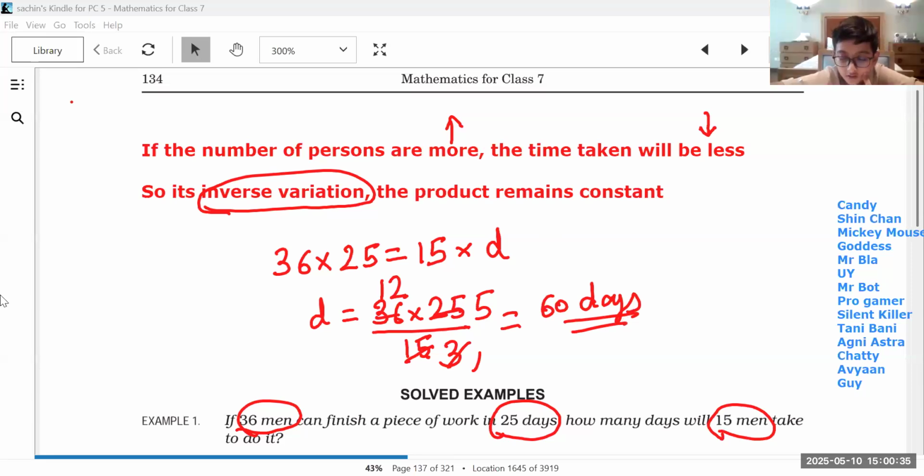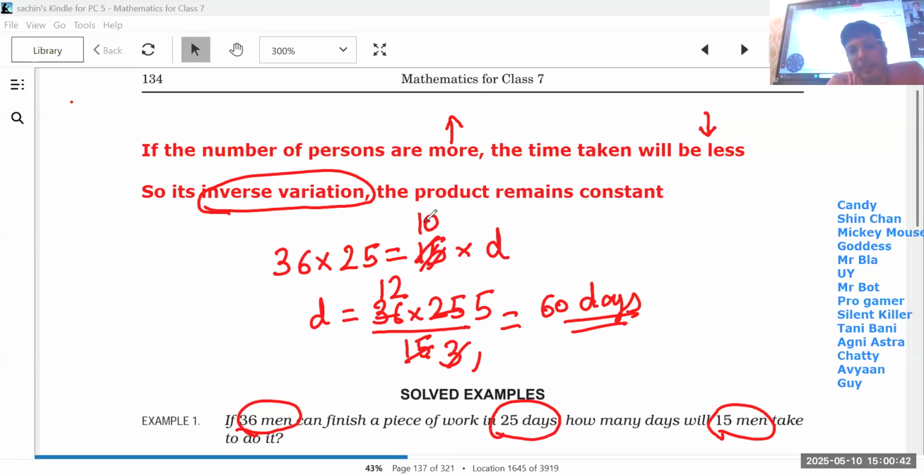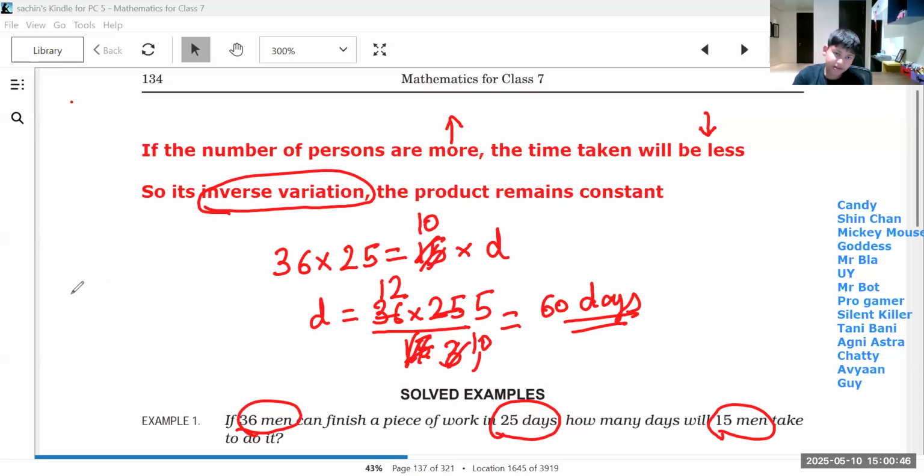So if I would have asked you how much time 10 persons would take, then here instead of 15 I would put 10, and in the division it would be 10. That's it. So can we use the unitary method for inverse variation?